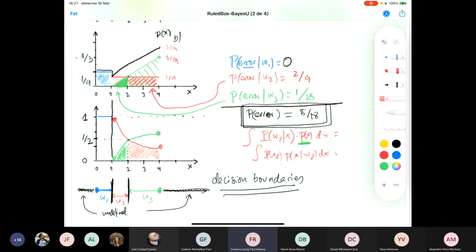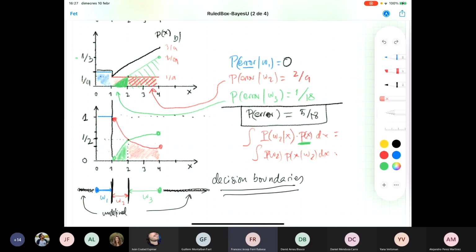For this very easy problem. It's okay? Yes. And the decision boundaries. Okay. Questions? No. Okay.